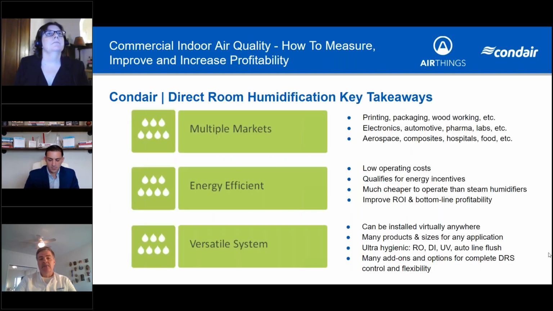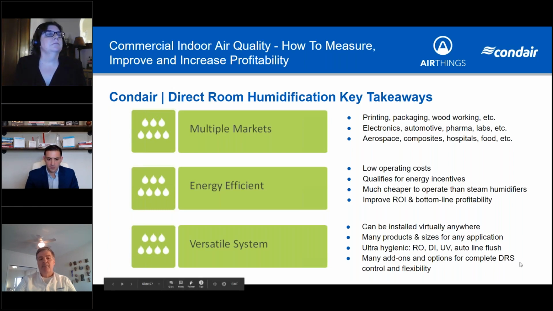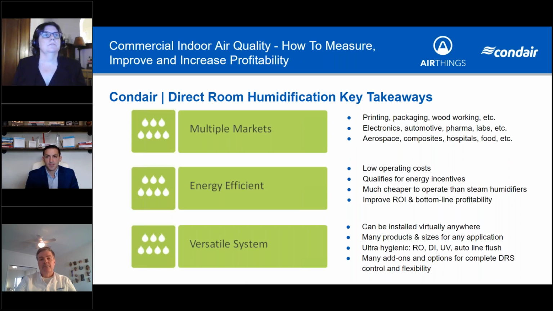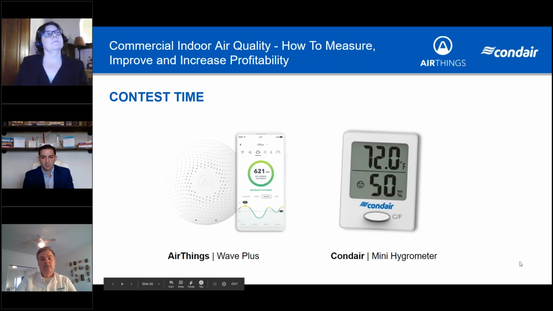Yep, and just kind of wrapping things up. Again, any application where you use traditional humidification, direct room system can be used as well. Much more energy efficient, long-term operating costs significantly lower than almost all other humidification technologies, and with as many options and the custom design, we can put it pretty much anywhere it needs to go. And I think that's next, please.